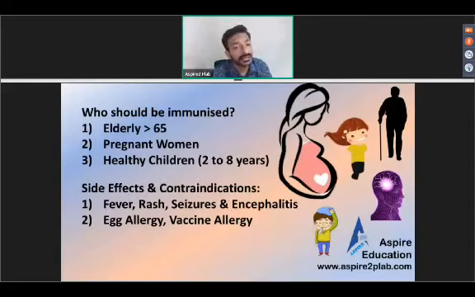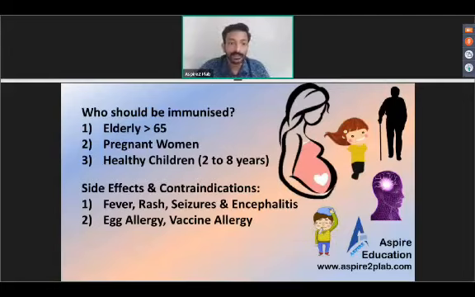The thing is, the side effects are mild. The side effects are fever, rash, and seizure and encephalitis. The thing is, they are very, very rare side effects. And why does the seizure happen? After the patient has received this vaccination, the patient might experience some fever, and because of this fever, the patient might have febrile convulsion. So that is how you can explain it to the mother. First of all, seizure is because of fever, so we can reduce the fever to protect the child.